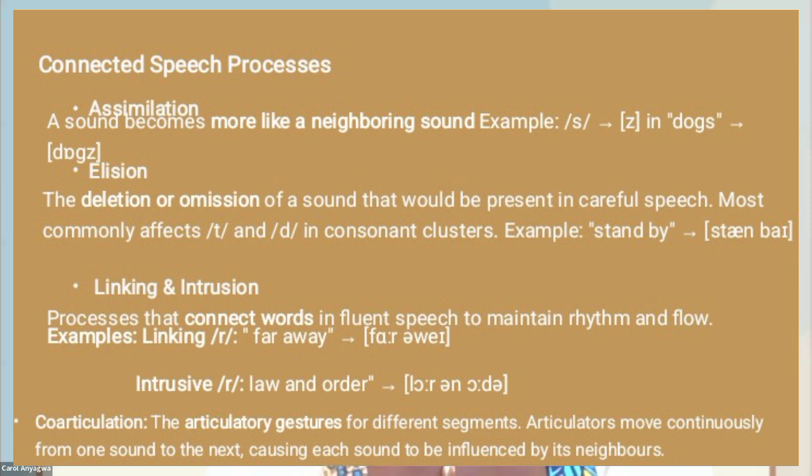The first one we'll talk about here is assimilation. In assimilation, a sound becomes more like a neighboring sound. A sound copies certain features of the sound in its environment. We'll just use the very simple example of pluralization, the plural morpheme, when it's articulated.